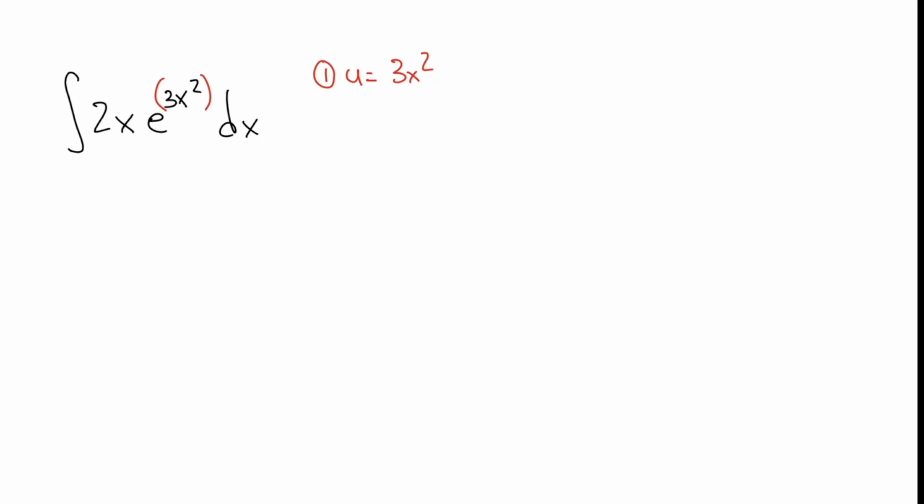Our next step is going to be solving for the derivative, which is also going to be du over dx. Here we get du over dx equals 6x. And now we want to find a function for dx because we will then be able to substitute that in for this dx and change our integration term from x to u. So we can rearrange du over dx equals 6x to get du over 6x equals dx.